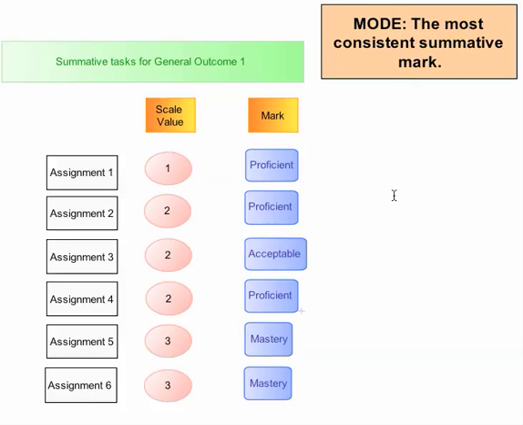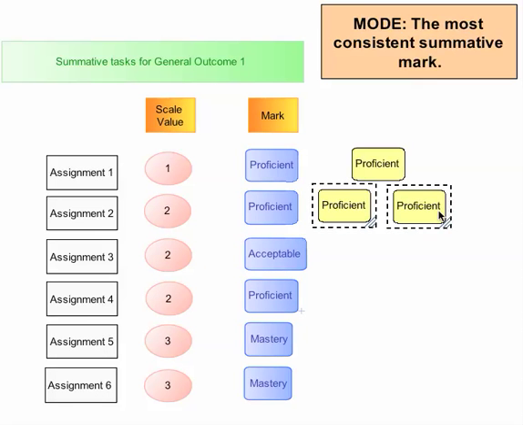In fact, Assignment 1 was given a scale of 1, Assignment 2 a scale of 2, Assignment 3 a scale of 2, Assignment 4 a scale of 2, Assignment 5 a scale of 3, and Assignment 6 a scale of 3. Now, to Students Achieve, those are multipliers. So 1 Proficient means that it's going to record 1 Proficient. For Assignment 2, we have a scale of 2 for Proficient, which means we're going to record 2 Proficients.